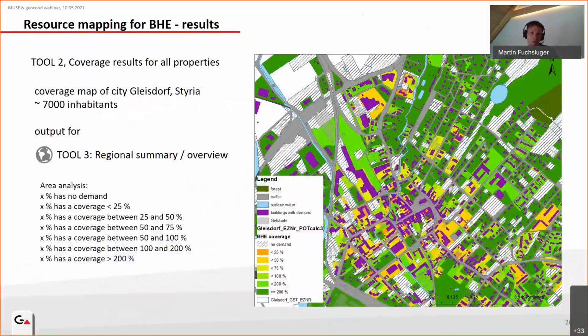And this is one result for many properties. When you calculate all properties for a region, you can plot the coverage. You see here, green means coverages are 75% or more, and orange is below 25%. And this is also good information for tool 3, for the regional summary, where we give a statistic on how many of the properties have which coverages.